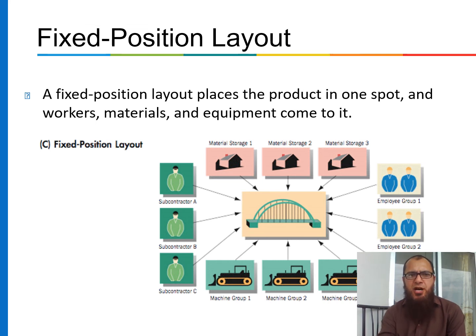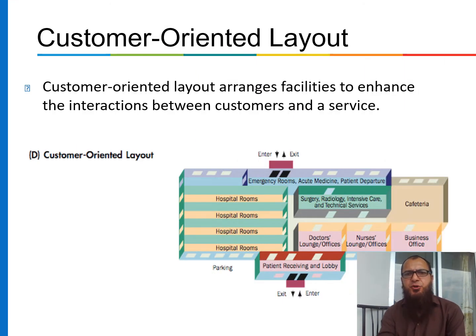Fixed position layout. A fixed position layout places the product in one spot, and workers, materials, and equipment come to it. Customer-oriented layout. Customer-oriented layout arranges facilities to enhance the interaction between customer and a service. Service organizations must decide appropriate layouts for their production process. Banks, libraries, and universities use a form of process layout, but high interaction processes in the service industry are commonly called customer-oriented layouts.